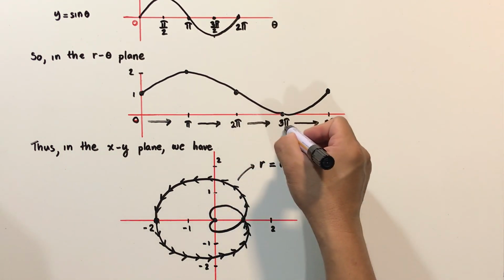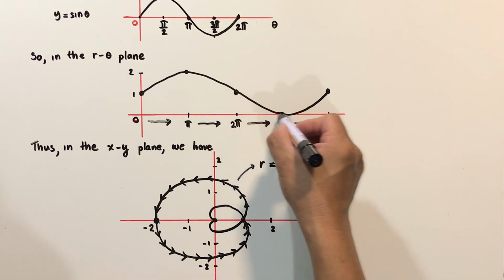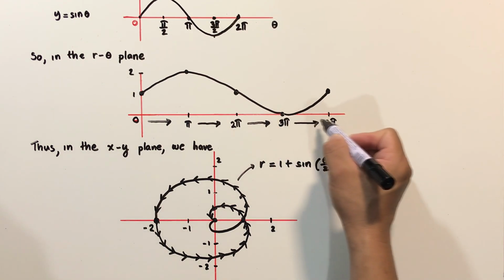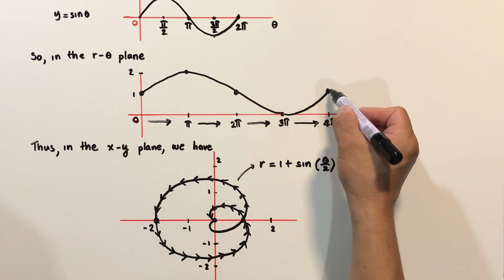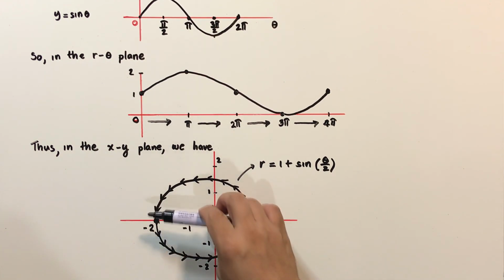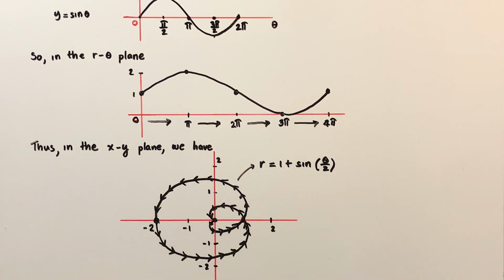So from 2 pi to 3 pi, it continues to decrease from 1 to 0. So here, the radius is 1, and then until it becomes 0 here. And then from 3 pi to 4 pi, it increases from 0 to 1. So again, it goes back to 1 from 3 pi to 4 pi. So this is the graph of this polar equation.